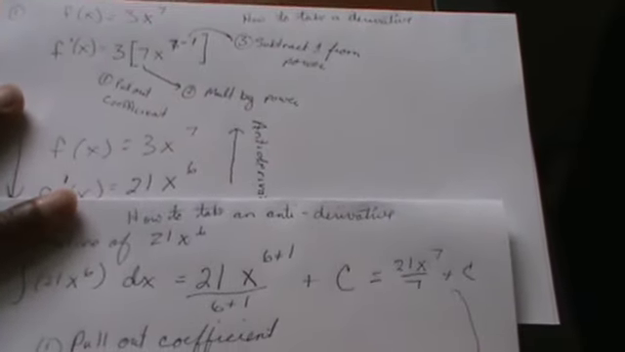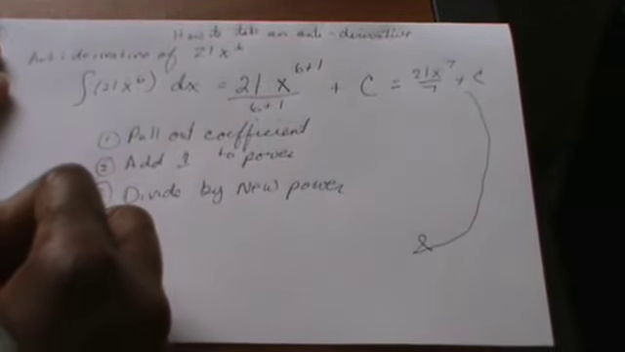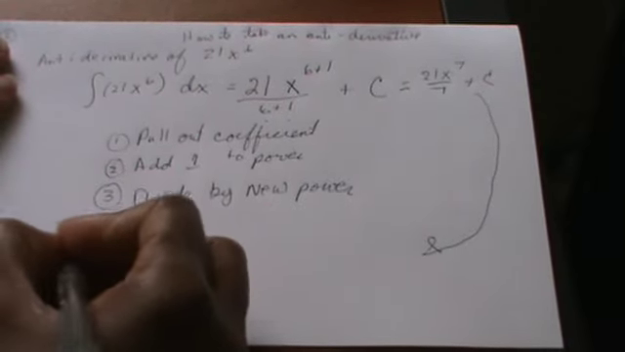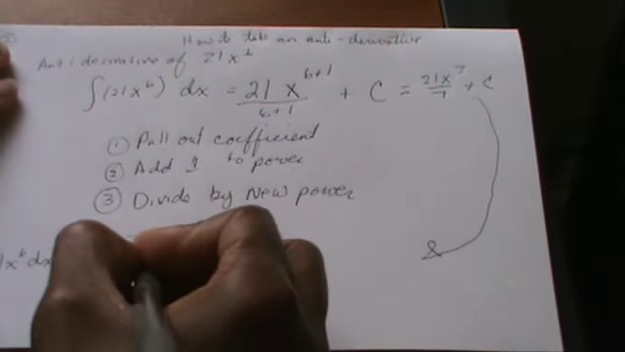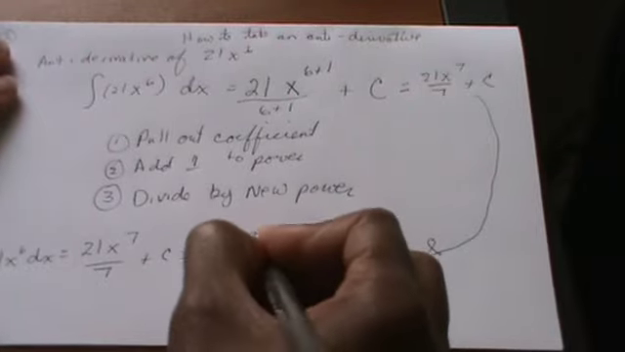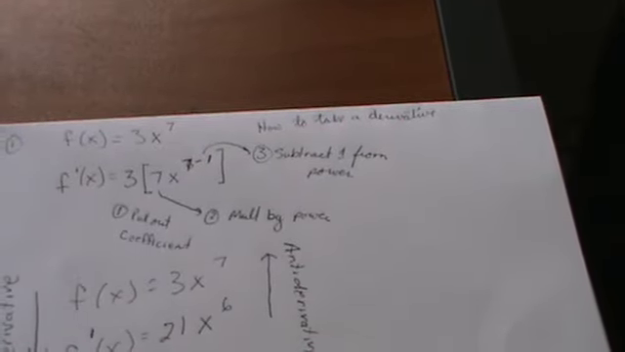Let me go down here. I'm running out of space, so I'll write it all on one line. The integral of 21x to the 6th dx equals 21x to the 7th over 7 plus c, which equals 3x to the 7th plus c. So with the exception of the c, you'll notice I'm back where I started. I want to show you that together so that you can see what occurred.